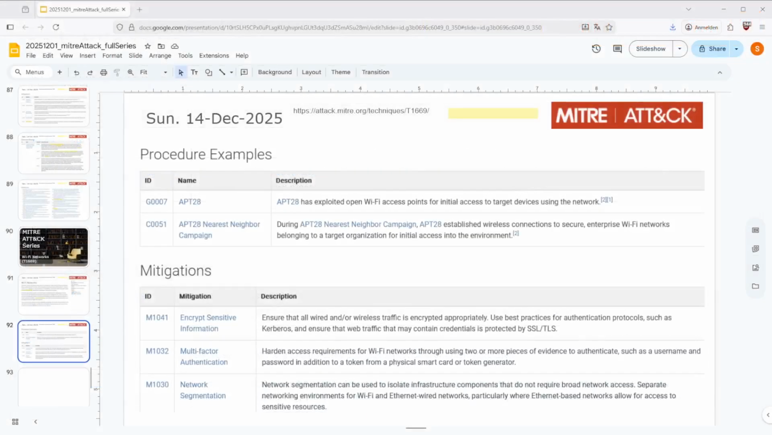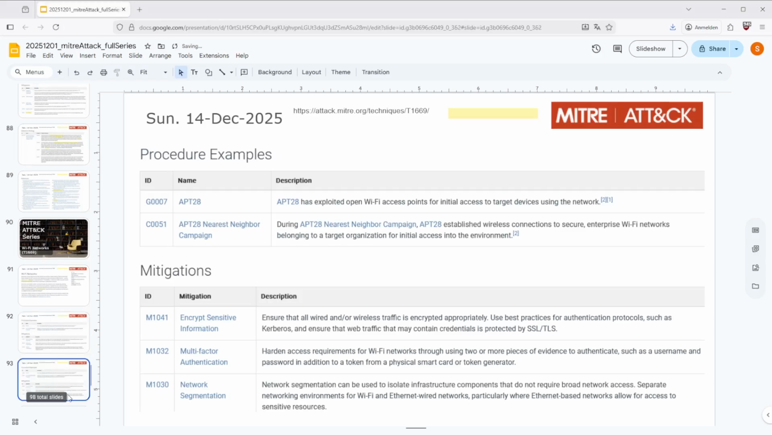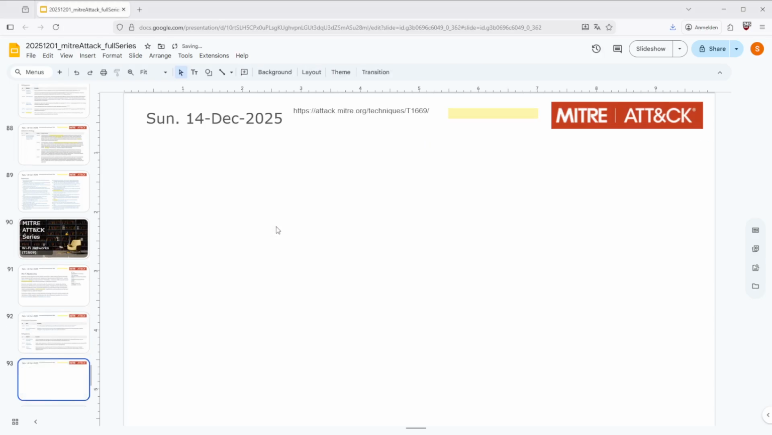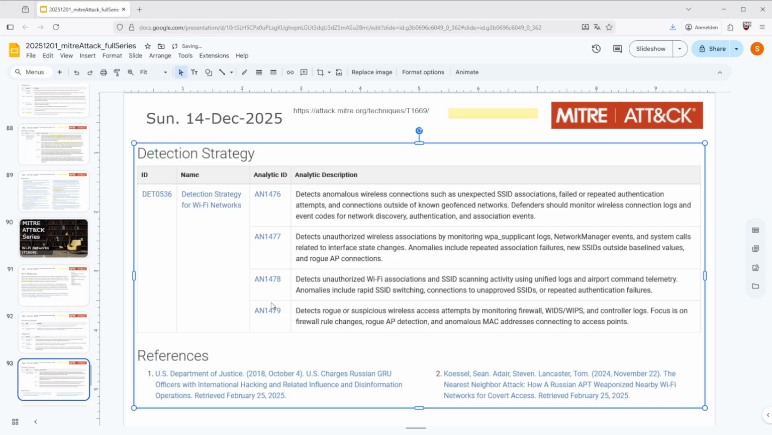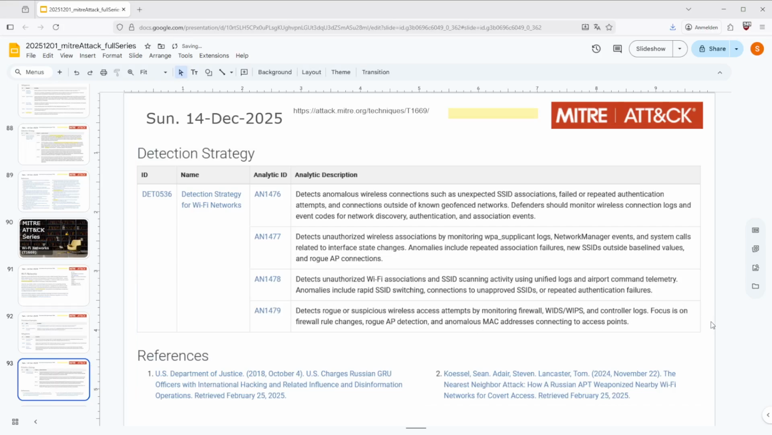That's good to know. So now let's take a look at the last part, the detection strategy and also references. And apparently, MITRE is doing an awesome job. We all know that. But having only two references for such a case, that's a bit tiny.